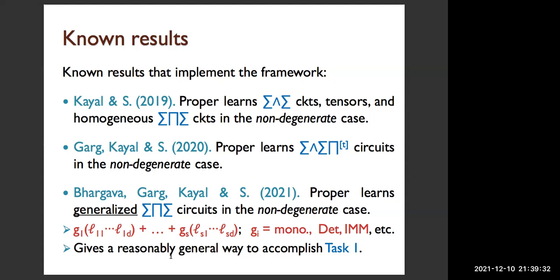But more interestingly, in this work, they give a slightly more general and methodical way to accomplish task one. So let me not go into that.